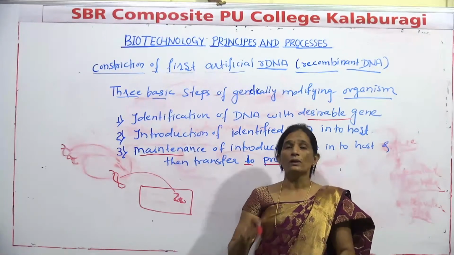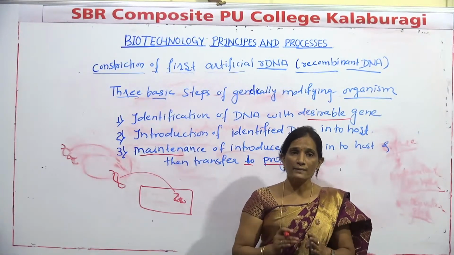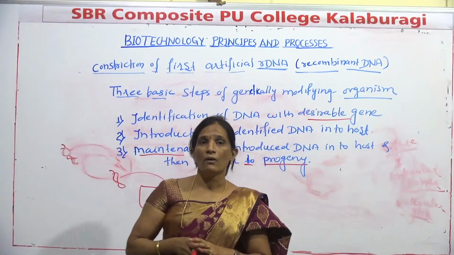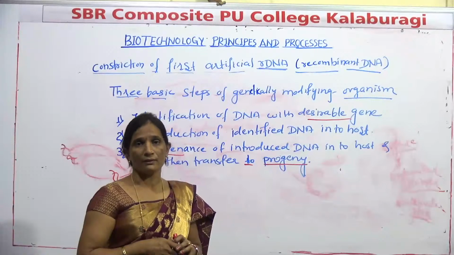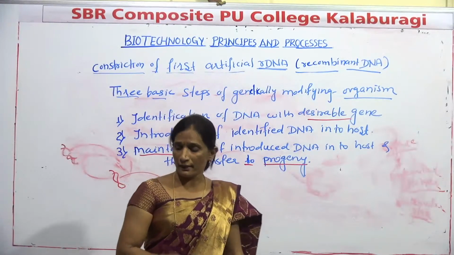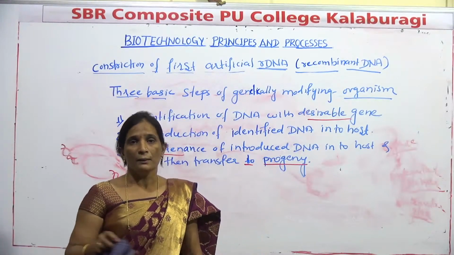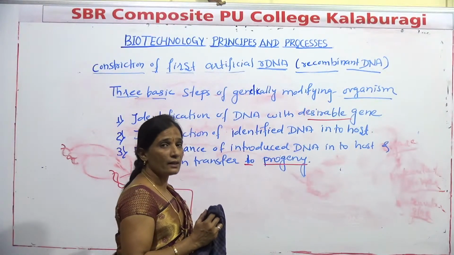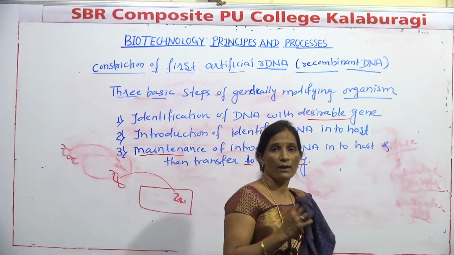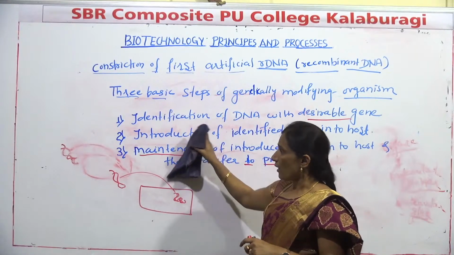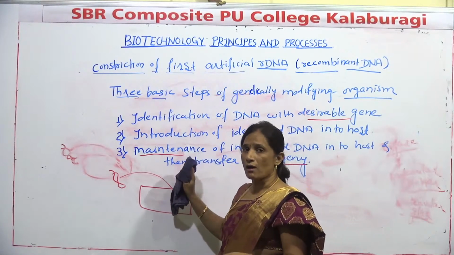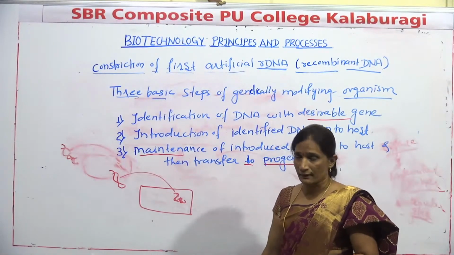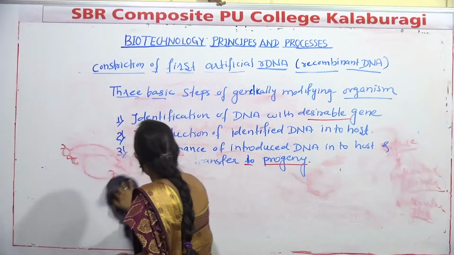Is it clear? So these are the three basic steps of genetically modifying an organism. Remember it. This is a very important question for theory too, for 3 marks: mention the steps of genetically modifying an organism, or mention 3 basic steps. Even in NEET they may ask the sequence, so you have to remember this correct sequence. After this we'll go to the next one.